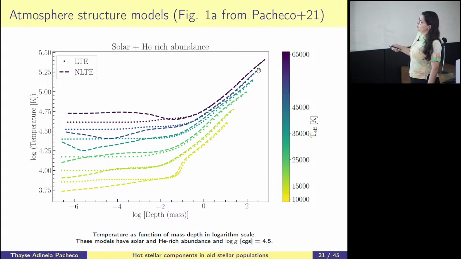We don't see much difference in the inner atmosphere, but we can see that the LTE models are isotherms in the upper atmospheres, and the non-LTE models have some temperature inversions, like we can see here. And this region is important for line formation, so it's the reason it's really important to consider non-LTE effects.